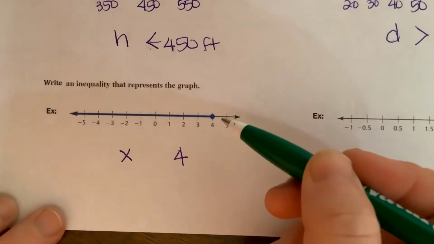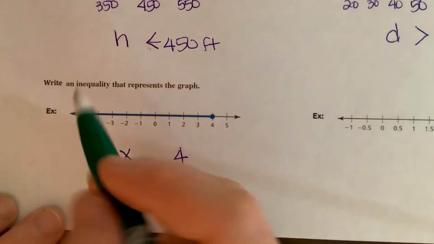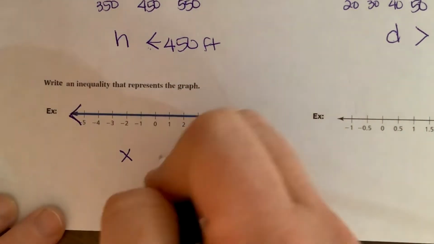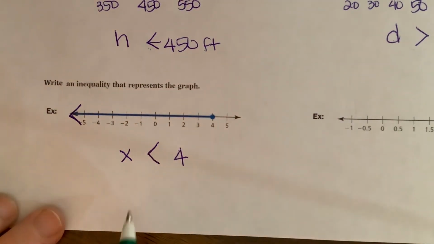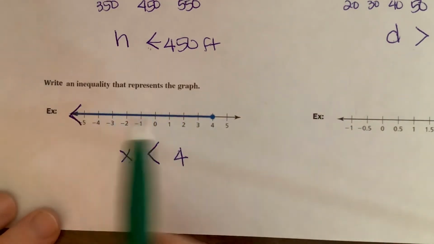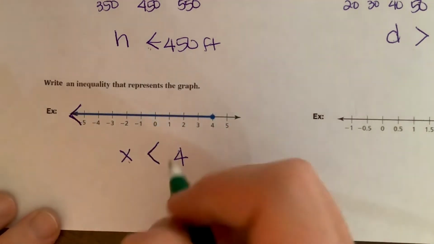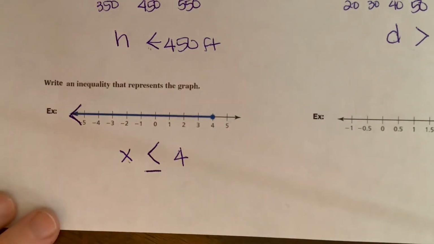Okay, I've shaded all the numbers smaller than 4, less than 4 in this direction of my arrow, right? So I know that my inequality symbol is going to look like this. My shaded part is anything smaller than 4, all these numbers. And since I have 4 itself shaded, that means it's included in my answers. So I'm going to put the line underneath here. Okay, let's try one more.